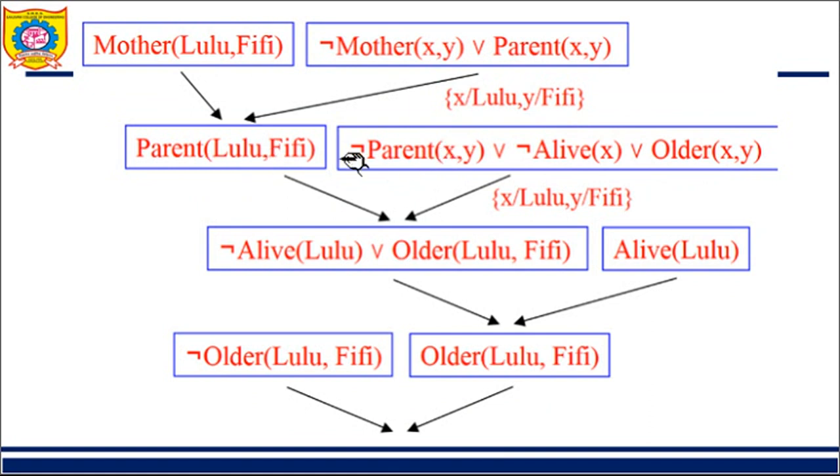If you compare the two clauses, here I have parent. But again I need to do the unification. Replace x by Lulu and y by Fifi. So I do this. Again what happens? This and this get resolved. Now what remains is this: not alive or older. That I'm putting over here. Now again I won't have x and y. In place of that I'll have Lulu and Fifi at the relevant places.